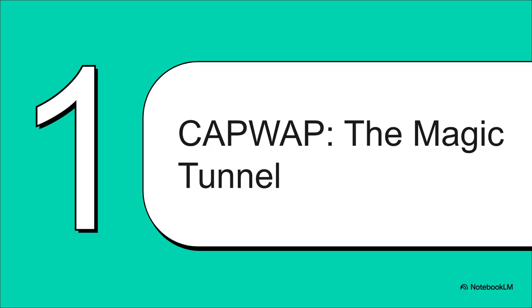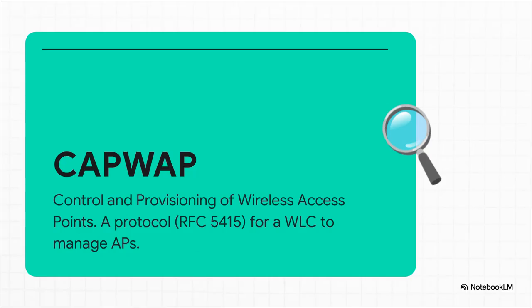So, what's the secret sauce here? How do they pull this off? Well, the magic behind this whole thing is a special protocol. It creates this kind of tunnel between all the access points and one central brain. And that protocol is called CAPWAP. Now, CAPWAP, that stands for Control and Provisioning of Wireless Access Points.